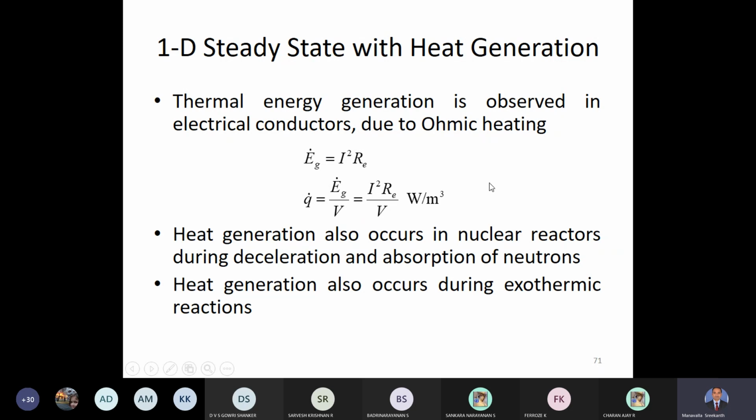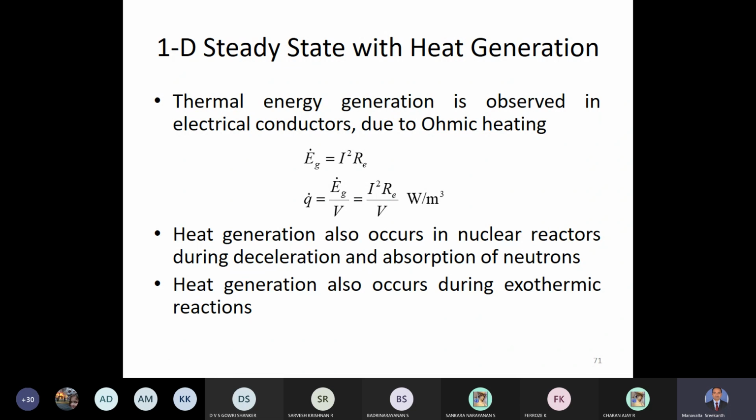Now, there are other examples also where heat generation takes place. Heat generation also occurs in nuclear reactors during deceleration and absorption of neutrons. When this heat generation is out of control, when the temperature rise inside a nuclear reactor is very rapid, then we will have nuclear station accidents. Also, heat generation occurs during exothermic reactions. There are chemical reactions where heat generation takes place. So in nuclear reactions, in chemical reactions, in electric conductors, we have this heat generation.